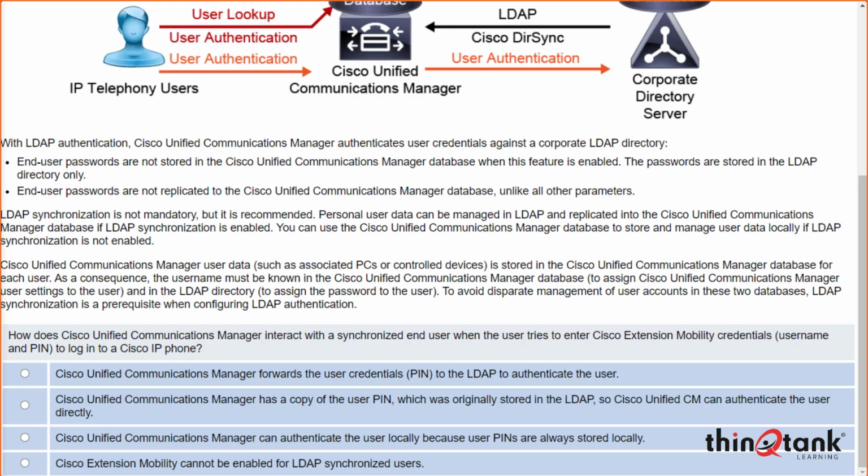Okay? How does the Cisco Unified Communications Manager interact with a synchronized end user when the end user tries to enter extension mobility credentials, a username and PIN, to log into a Cisco phone? Well, we know that authentication occurs locally. Extension mobility is always going to be done locally. PINs are not stored by LDAP. They're stored in Call Manager. Okay.